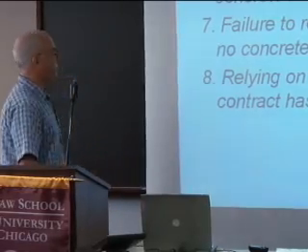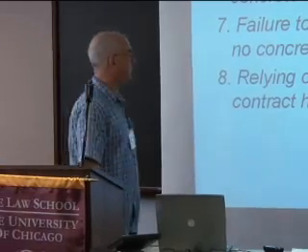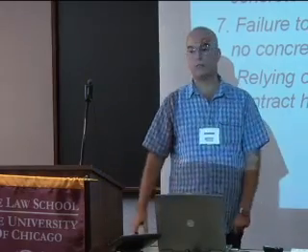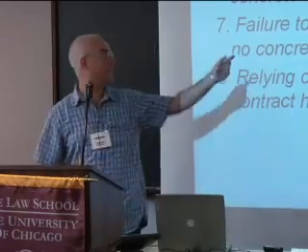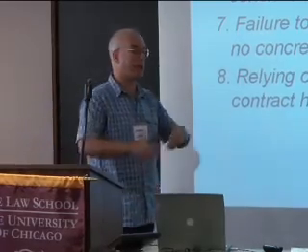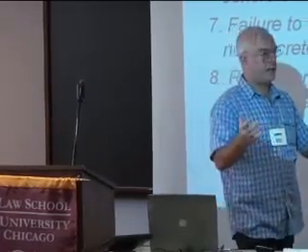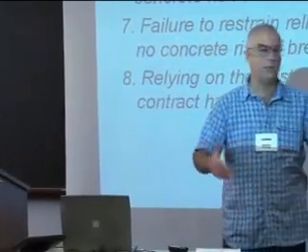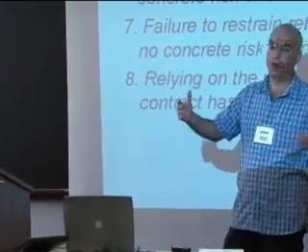The seventh category, failure to restore reliance when there is no concrete risk of a breach. As opposed to the sixth category, in which there is a concrete risk of a breach, in the seventh category there are no signs that the contract is going to be breached. Still, there is some positive probability that it could happen.